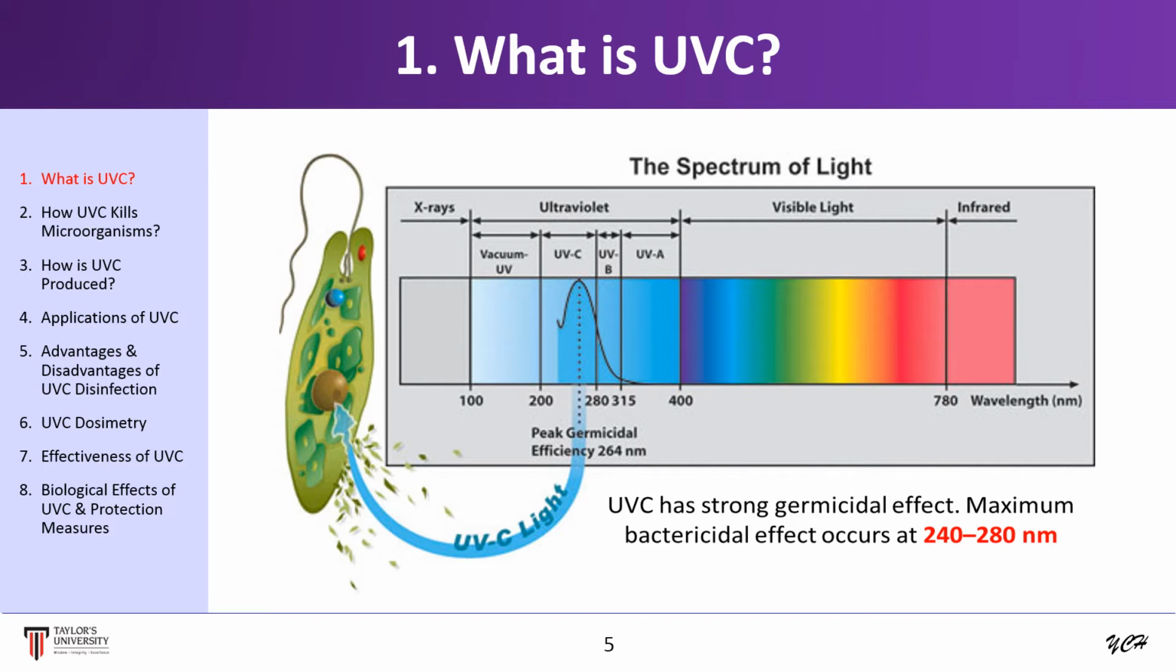Let us now focus on UVC. UVC has a very important function. Scientists have found that UVC has a strong germicidal effect, meaning that it can kill germs effectively, and the maximum bactericidal effect occurs at 240 to 280 nanometers. If you look at the dose response curve inside the spectrum here, the maximum germicidal effect happens at 264 nanometers, which is the wavelength of the UVC.